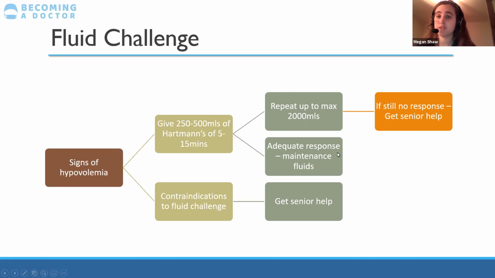If you get an adequate response, so their BP comes up, their heart rate slows down, then you just give them maintenance fluids and you've solved the hypovolemia. If they don't respond, repeat it and do it again. And you can do this up to 2,000 milliliters. Although as you get higher and they're still not responding, you need to be getting help because this is a serious problem. So I wouldn't wait until you hit 2 liters before you call, but you call earlier and then continue to give them a challenge whilst you're waiting for the help to arrive.